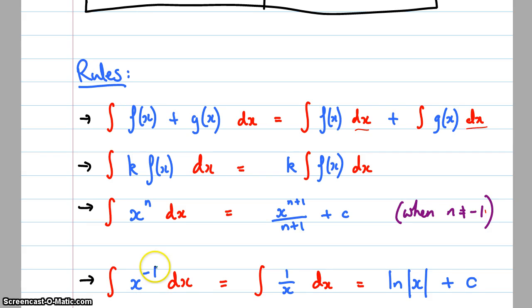If n is equal to -1, then that turns out to be the integration of 1 on x, that's the same thing. X to the power of -1 and 1 on x are the same thing. That ends up actually being natural log of absolute value of x plus c. Now I might go through that a little bit later, but I just wanted to show you what happens with that now, because there's particular reasons why that happens.